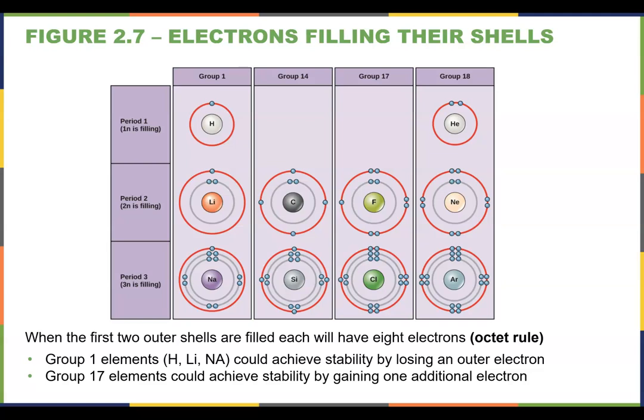When the first two outer shells are filled, that's called the octet rule. And so we reach 8. Notice there's 2, 4, 6, 8 here on that outer orbital. So every element wants to try to get to that 8, except for the first two elements, hydrogen and helium, because they don't have enough electrons to even get to 8. And so they're going to go to just 2.